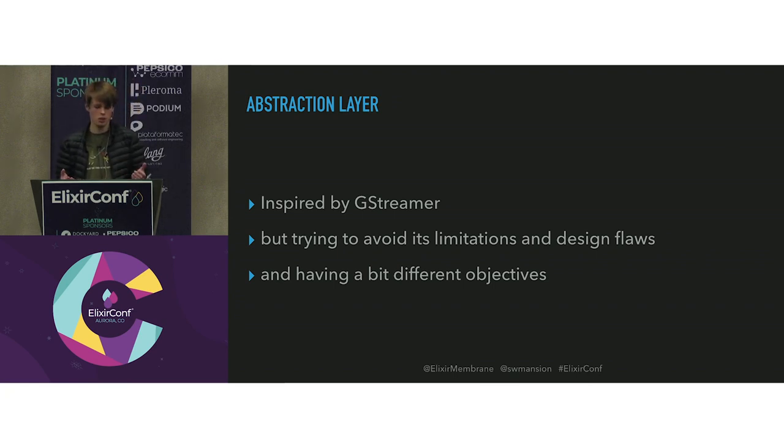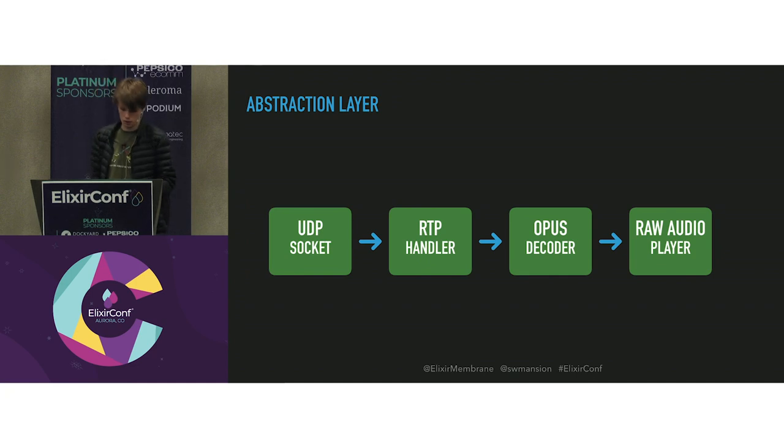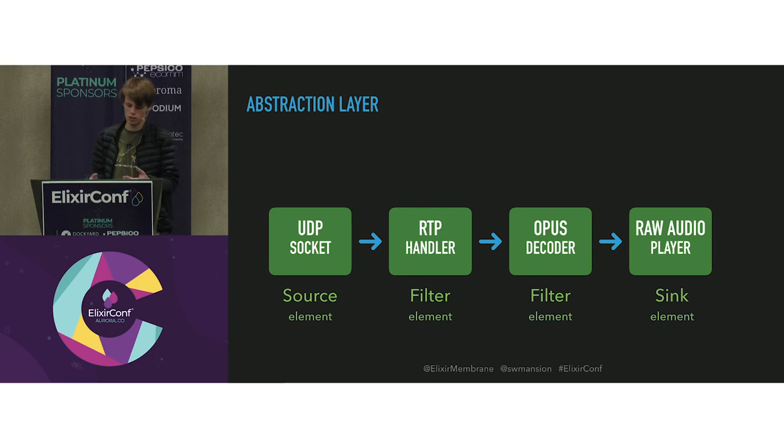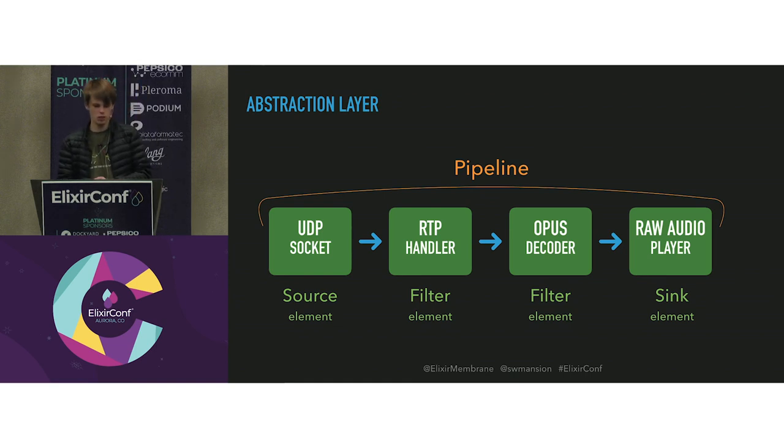We have an abstraction layer inspired by GStreamer, but mostly in terms of concepts. And these are concepts I'm going to show you. We have this pipeline, and these four components are in Membrane terms called elements. So we have four elements, and we can distinguish sources, filters, and sinks here. Sources provide the data, filters transform the data, and sinks consume the data. And this entire thing is called, surprise, a pipeline. We have a pipeline that consists of elements that are linked together.